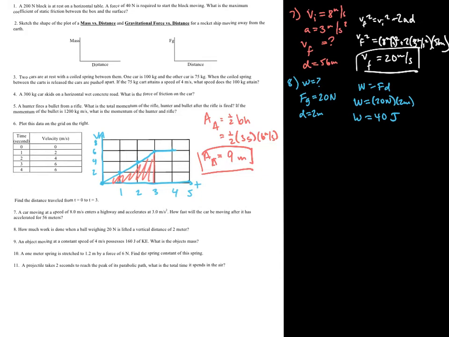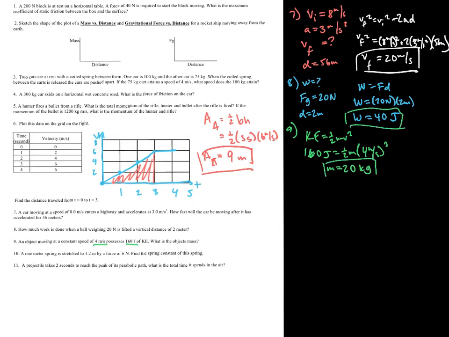Okay, number 9. An object moving at a constant speed of 4 meters per second possesses 160 joules of kinetic energy. What is the object's mass? KE equals 1/2 mv squared. 160 joules equals 1/2 m times (4 meters per second) squared. And so we're looking for m. You should get that m is equal to 20 kilograms. Okay, so that's our final answer for these questions.